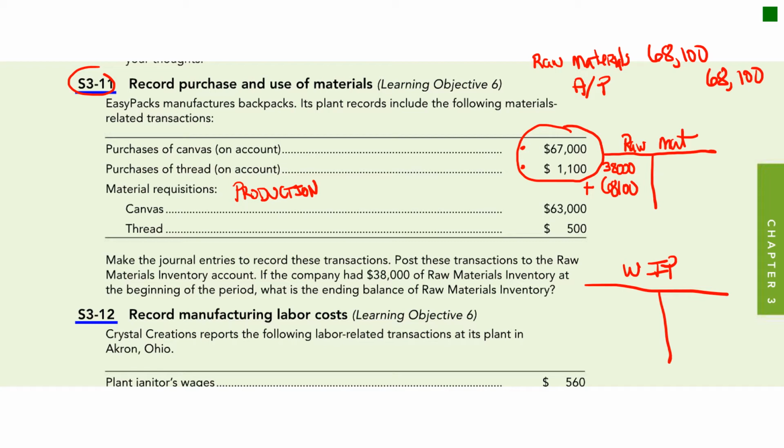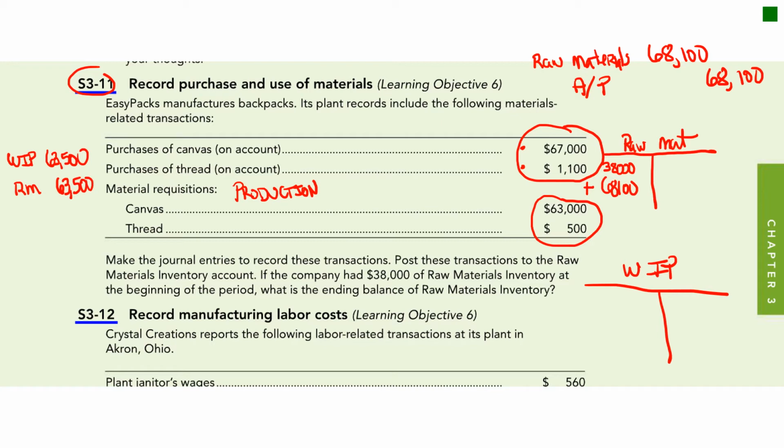Well, remember, anything that we transfer from raw materials into production, the next step is always work in process. And in this case, it looks like they requisitioned $63,000 plus $500, so that would be a total of $63,500. I'll write the journal entry over here. What you're going to do is you're going to debit work in process for the $63,500, and you're going to credit raw materials for $63,500.